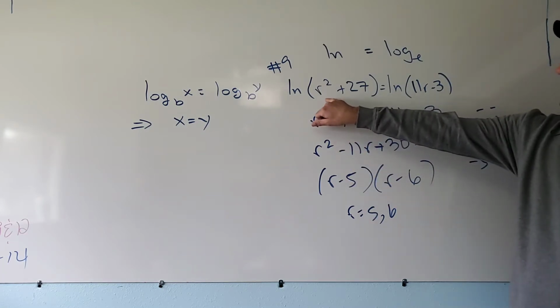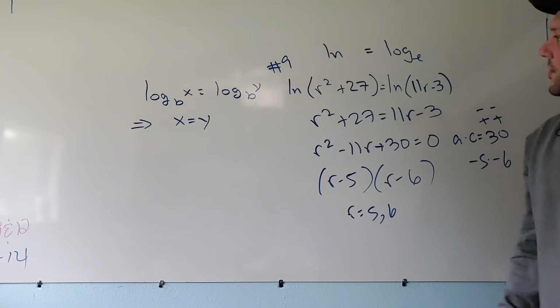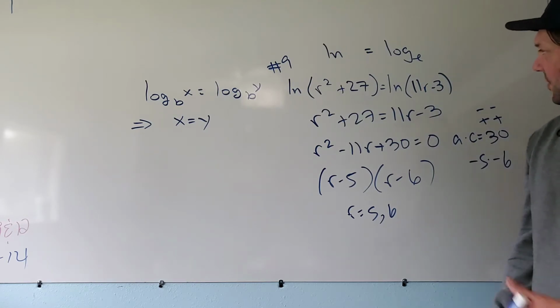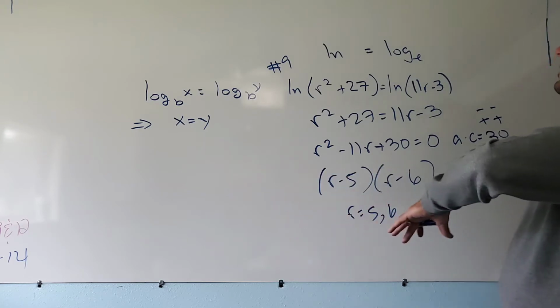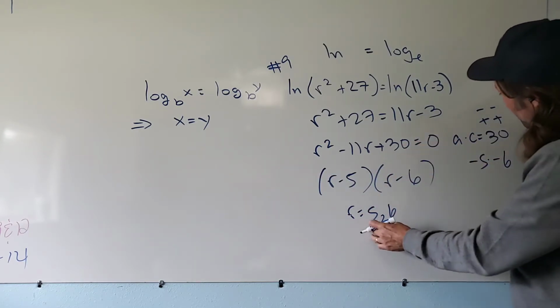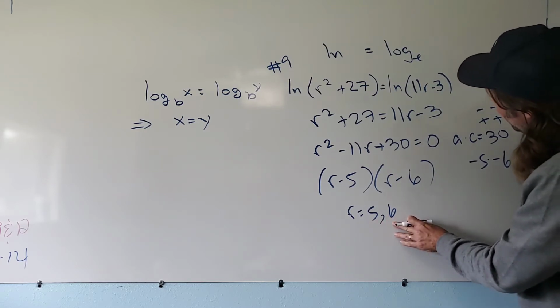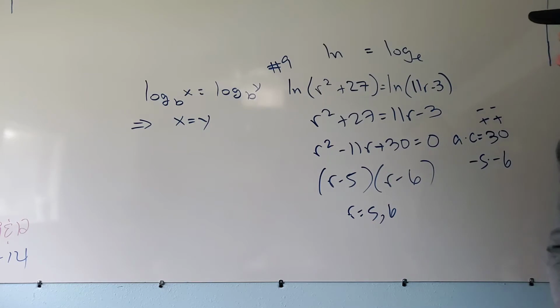Plug in 5, I get 25 plus 27, so it's 52. That's a positive number, so a number can be raised to a positive number through powers. So this is a good answer, as well as 6. 6 will make that positive, as well as over here. So that was how we did number 9.